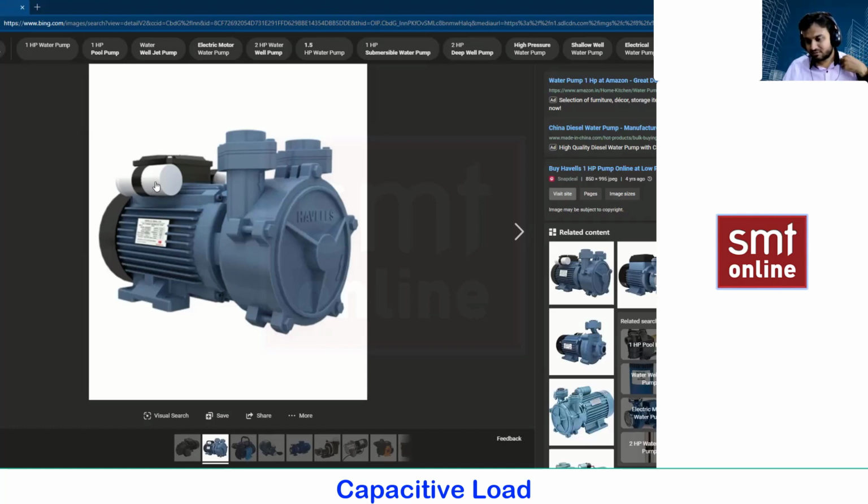So, sir, for a 3-phase pump, who will size the capacitor? The electrical engineer, which we are going to discuss in chapter 7. Or a design engineer. Design engineer. The site engineer will never size anything. The site engineer will only execute your drawing.